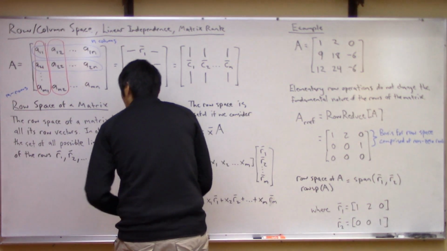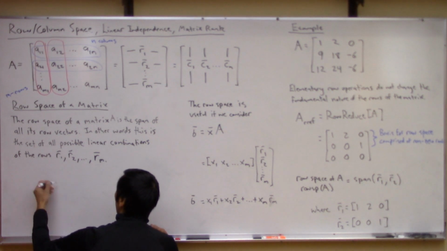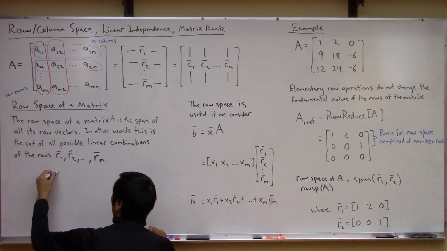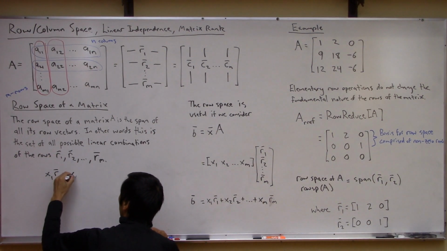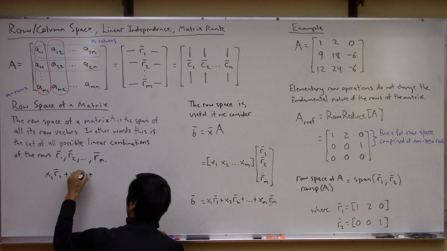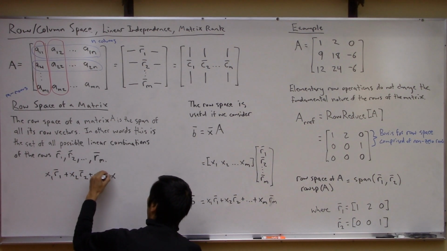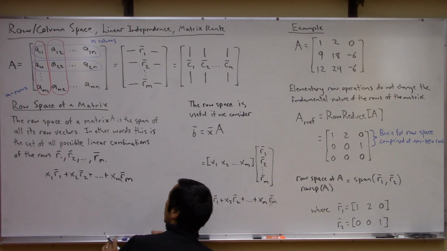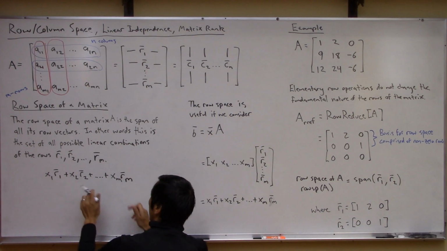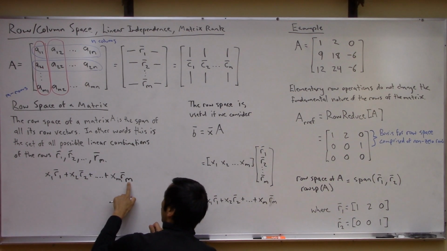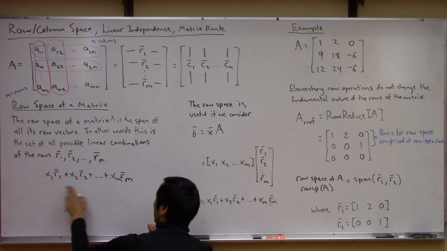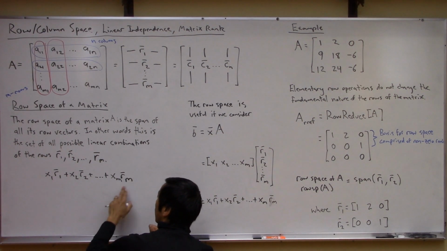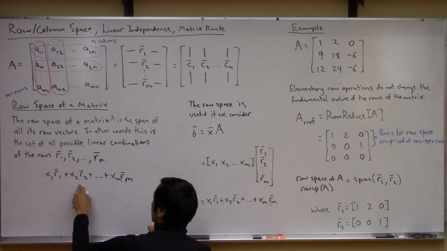Just to refresh everyone's memory, what that looks like is you have some scalar, let's call it x1, multiplied by the first row, plus x2 multiplied by the second row, plus all the way down to xm multiplied by the mth row. Sorry, that should be m. So this is a linear combination of all of these rows, R1, R2, all the way to Rm, because all I'm doing is adding them together with a potential scalar scaling of each one of these rows before adding them together. This is the linear combination of all the rows.